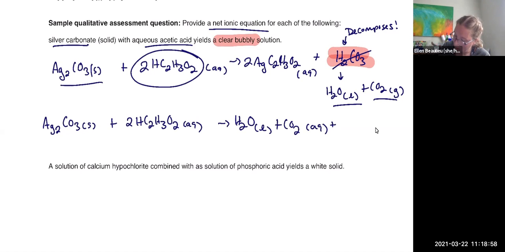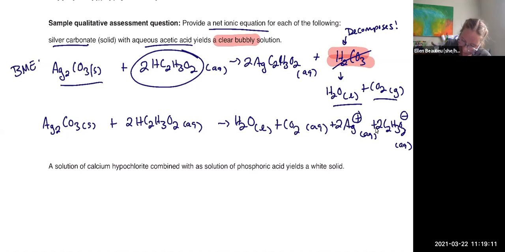So I'm going to get 2 silver ions and 2 acetate anions. So this is my balanced molecular. This is my complete ionic equation. Are there any spectators? No, nothing is the same on both sides. So my complete ionic equation in this case equals my net ionic equation because everything changes in the course of this reaction. Weird, cool.